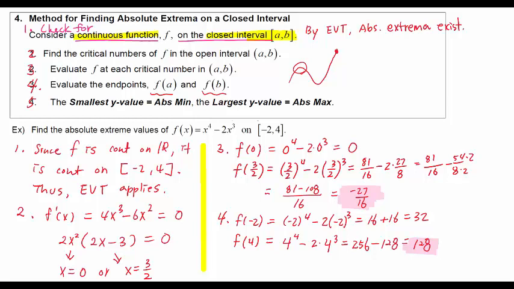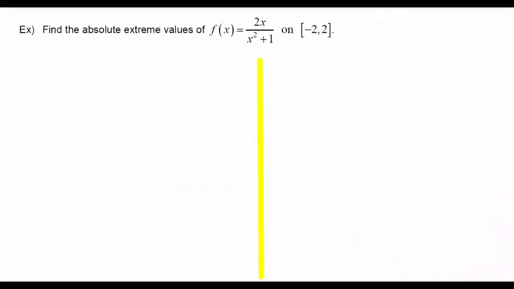So let's conclude. Now step 5, you have absolute max 128 at x equal 4 and absolute minimum negative 27 over 16 at x equal 3 over 2. Let's do a couple more examples.